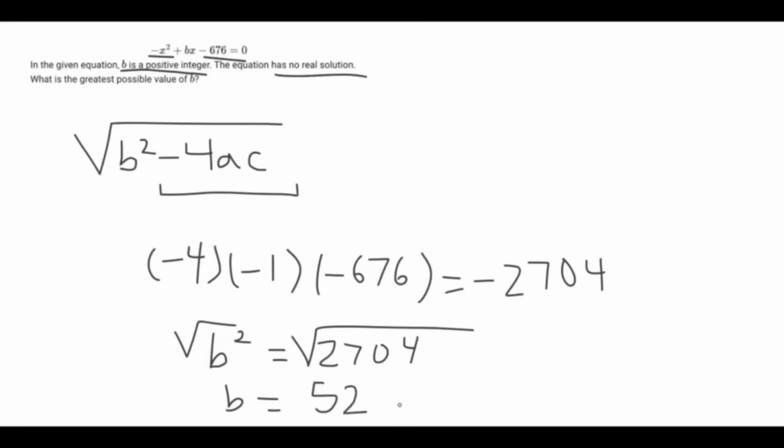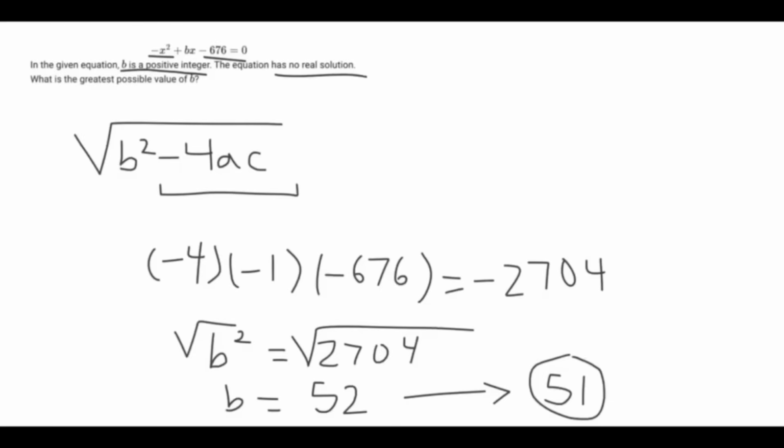Now 52 is not our final answer, because if b is equivalent to 52, our discriminant would be equal to 0, and we would have 1 solution. But this equation has no real solution. And so we know that b is a positive integer. So in order for b to be a positive integer, it is just the number that is below 52. So the next closest value under 52 would be 51. And so the greatest possible value for b is 51, because if we test this, 51 squared is 2,601.